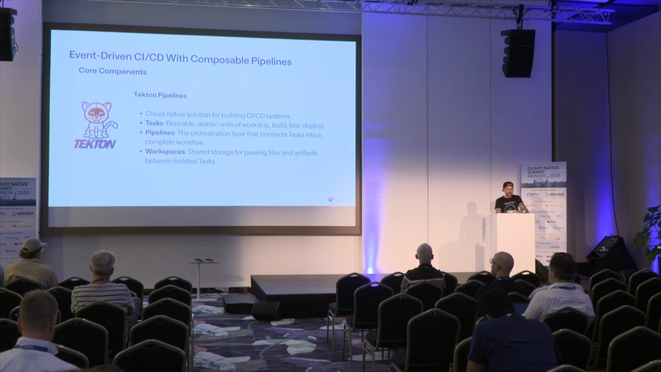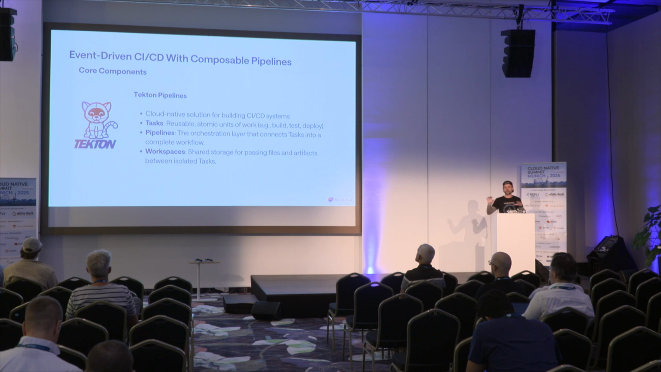Then we have the pipelines, which are the orchestration layer of Tekton. If we compare a task to a function, then the pipeline would be the main function that orchestrates all the calls. The pipeline defines the structure of the workflow, and it's basically a collection of tasks arranged in a dependency graph. So some tasks will be able to run in parallel, and some other tasks will run in sequential mode.